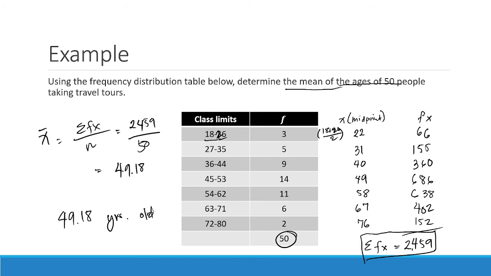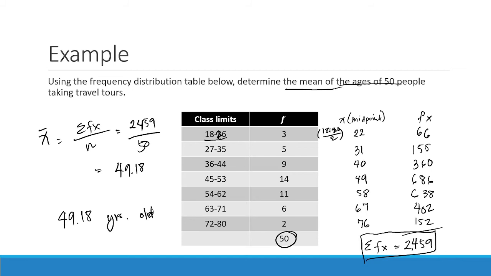Hindi ko na sinulat ng buo class yung ano ha, yung therefore natin. But it is best if you always state your final answer in sentence form. So for the sentence form, the mean, you should just write the mean of ages of 50 people taking travel tours is 49.18 years old. Okay?